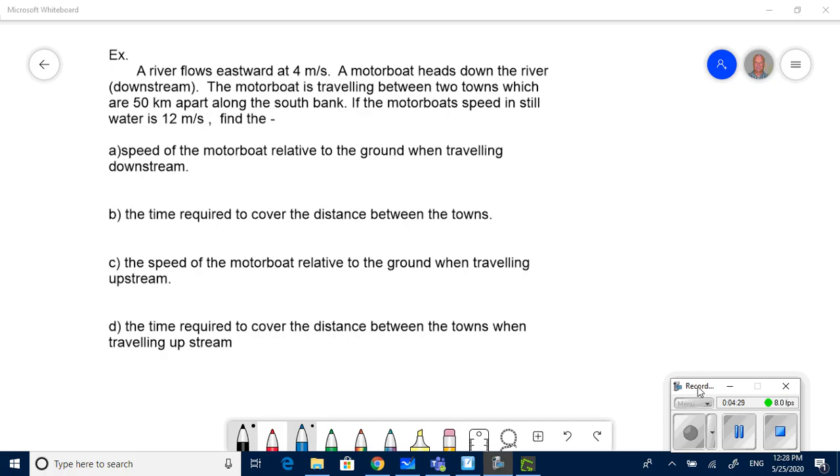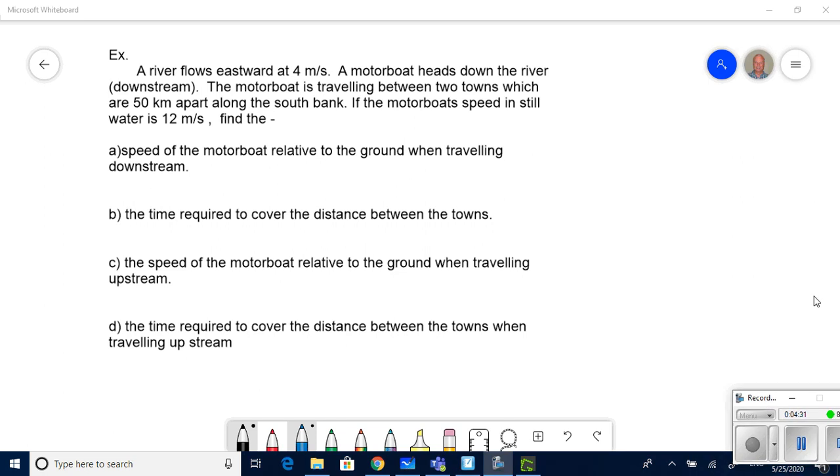The next question involves a boating situation. A river flows eastward at 4 meters per second, and a boat heads down the river, downstream. Downstream and upstream is a bit of a new concept here; we'll discuss this in a second. The rest of the question goes: the motorboat is traveling between two towns which are 50 kilometers apart, and the motorboat speed in still water is 12 meters per second. So this is without the current.